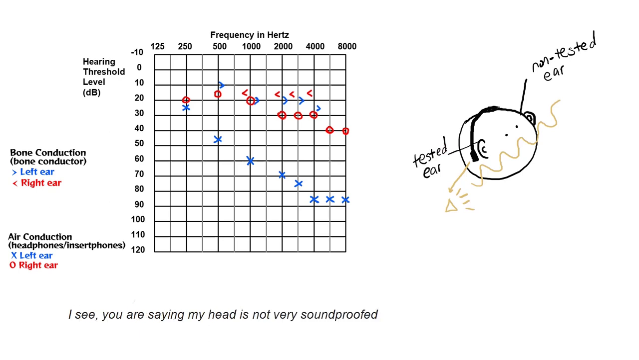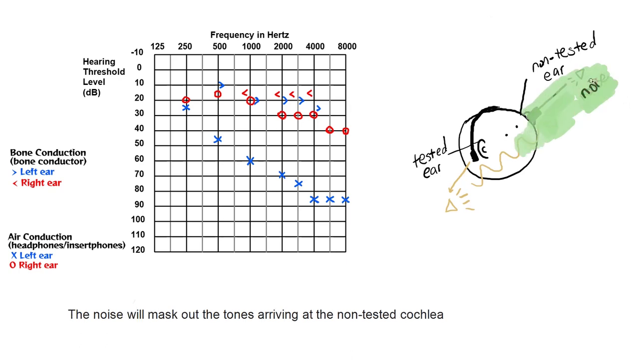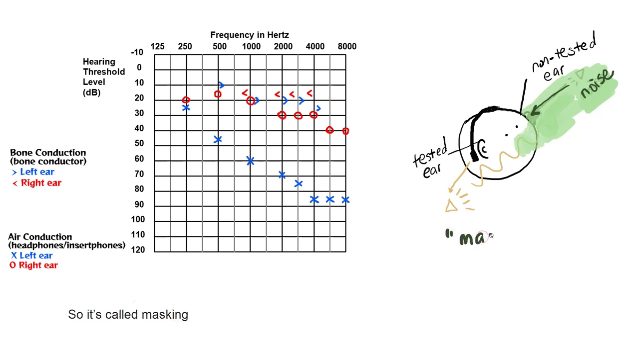I see. You are saying my head is not very soundproof. Yes. In order to stop the non-tested cochlea from hearing the tones presented to the tested cochlea, we need to put some masking noises into the non-tested ear. The noise will mask out the tones arriving at the non-tested cochlea, so it is called masking.